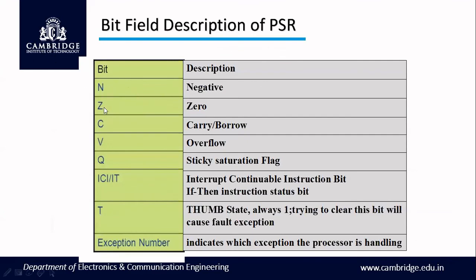The N, Z, C, V, Q, all these 5 conditional code flags are in the APSR. N stands for negative, so this bit would get set if you have a negative result. Z is my zero flag. C is carry or borrow, used for addition and subtraction, and V is for overflow if it exceeds the 32-bit range. And Q is my sticky saturation flag.